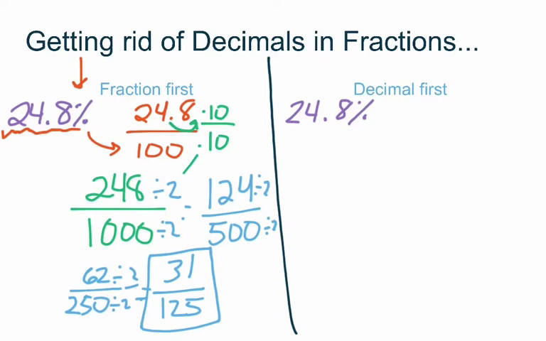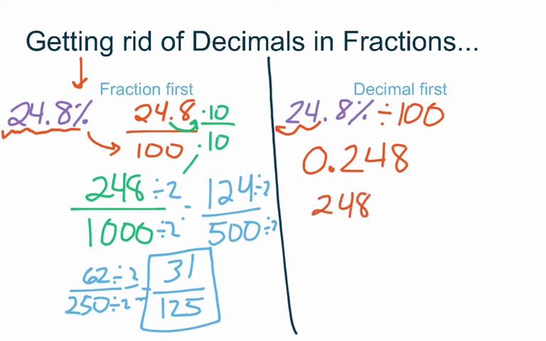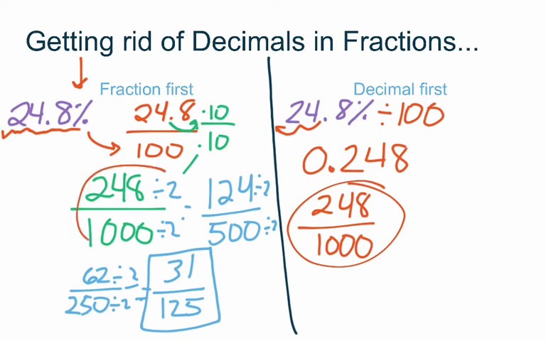What some other students like to do is they tend to like to make it a decimal first. So on the other side here, let's make this into a decimal first. And I know that to go from a percent to a decimal, I'm going to divide by 100, or consider moving that decimal point to the left. That means my decimal form would look like this. From here, I know I read this decimal as 248 thousandths. Okay, and now you'll notice that this is the same as right here.